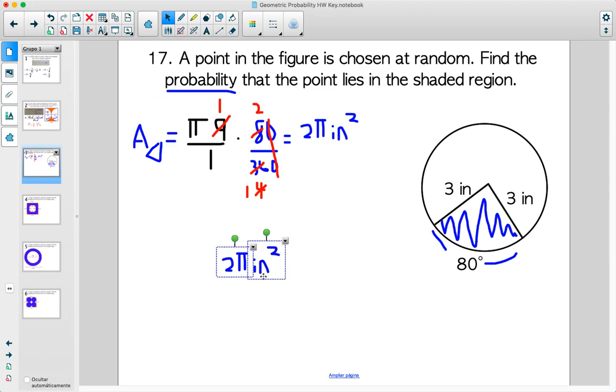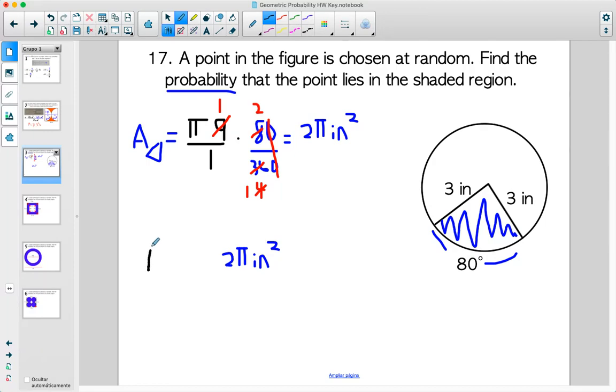Now the denominator is the area of the whole region, and the whole region is a circle. And if you look above, we actually found the area of the circle. The area of the circle is this part right here, the one in black, pi r squared. So we know that the area of the circle is 9 pi inches squared. Okay, so 9 pi inches squared.